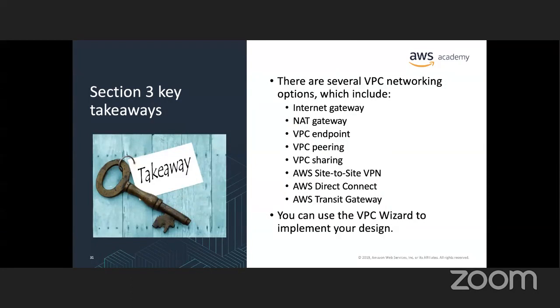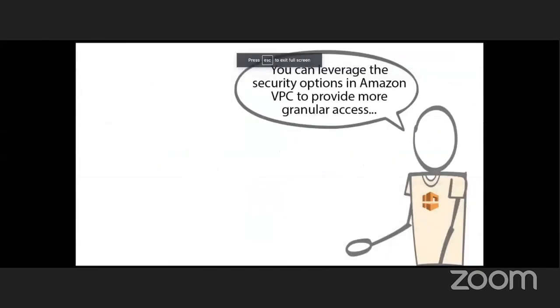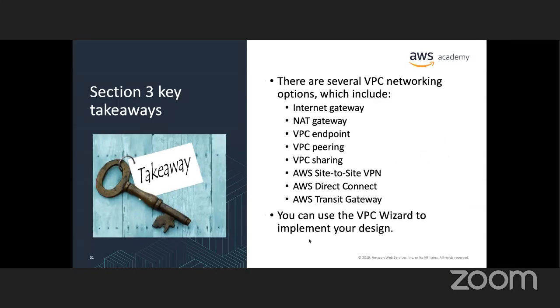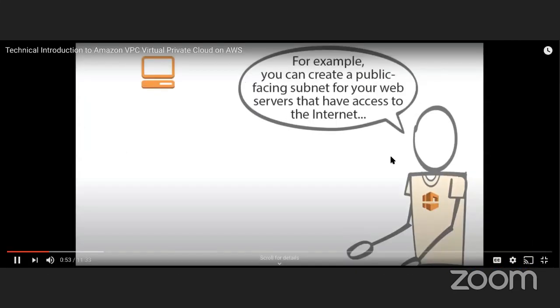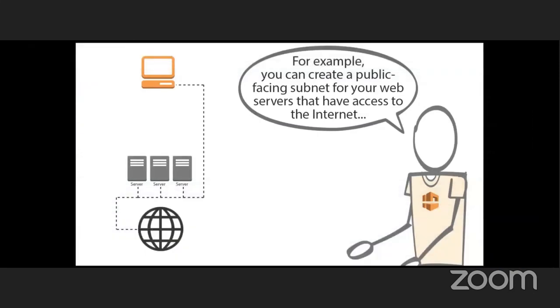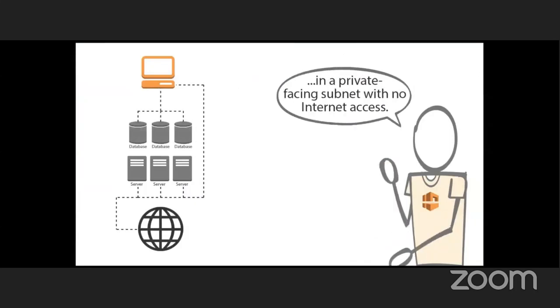What sort of security options do I have over my virtual network? You can leverage the security options in Amazon VPC to provide more granular access both to and from the Amazon EC2 instances in your virtual network. For example, you can create a public-facing subnet for your web servers that have access to the internet, and place your backend systems such as databases or application servers in a private-facing subnet with no internet access.